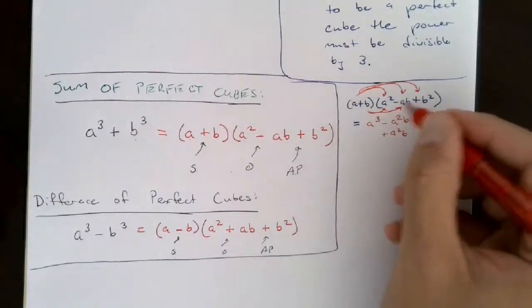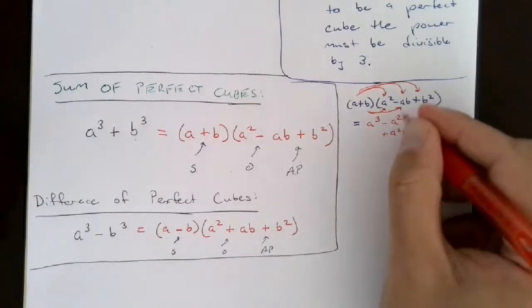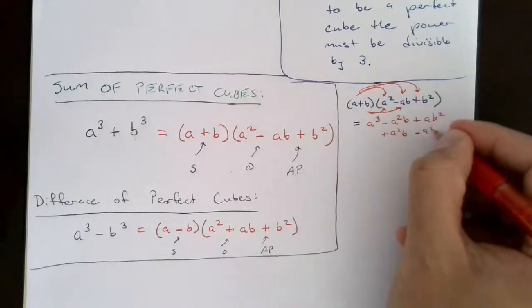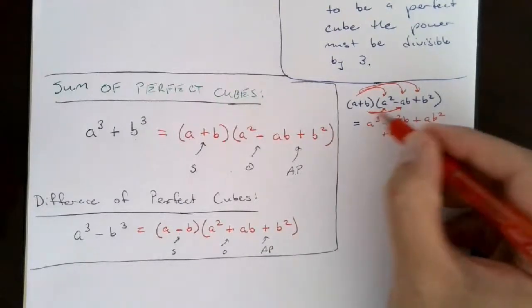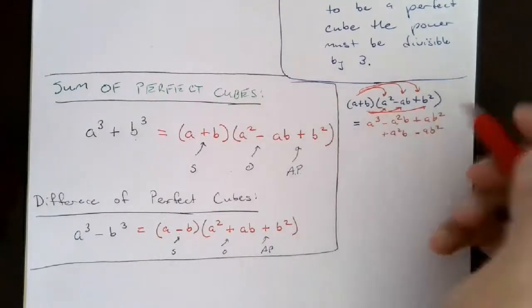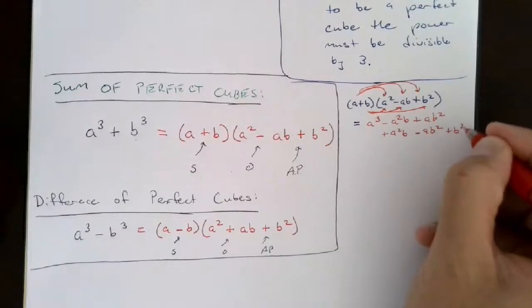B times negative ab, a positive times a negative makes this negative. ab times b is ab squared. And then the last term here, positive b times positive b squared is a plus b to the third.